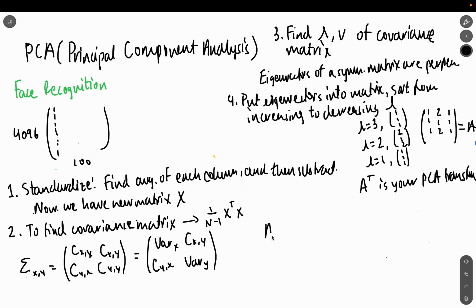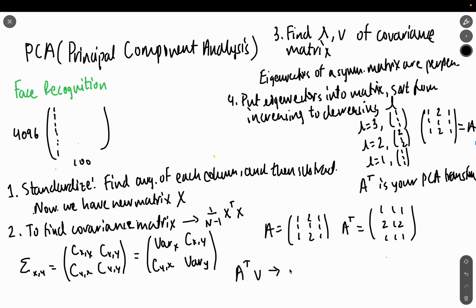Okay, so let's say A, my PCA matrix, is 1, 1, 1, 2, 1, 2, 1, 1, 1. Then A transpose, my PCA transform, is going to be 1, 1, 1, 2, 1, 2, 1, 1, 1. A transpose times any vector V, what does it do? It takes in a vector V, which could be an existing face, and projects onto the principal components. Remember, the principal components are these eigenvectors.